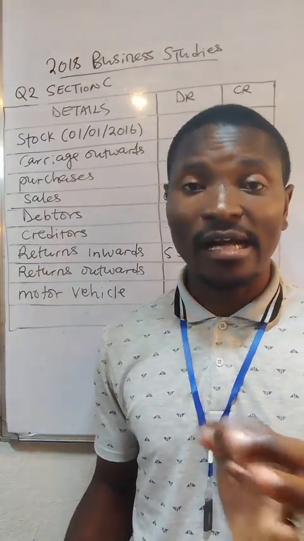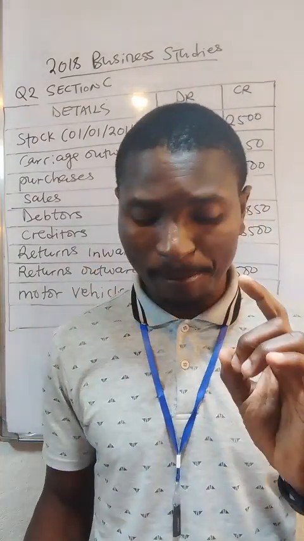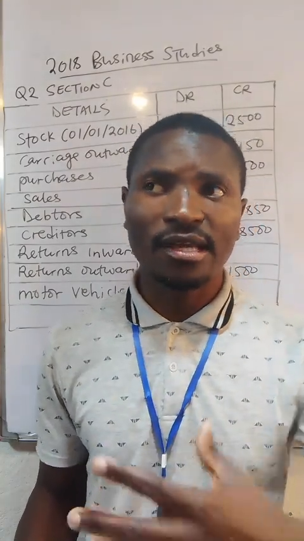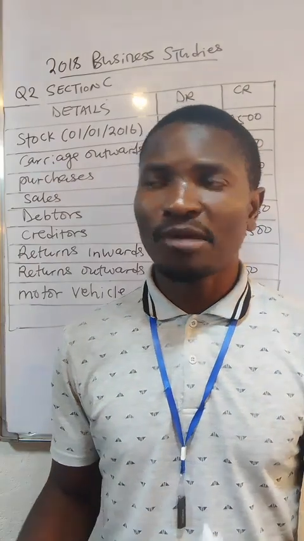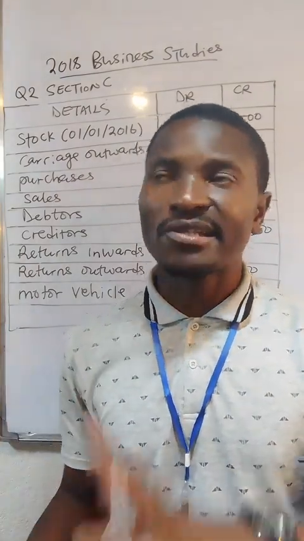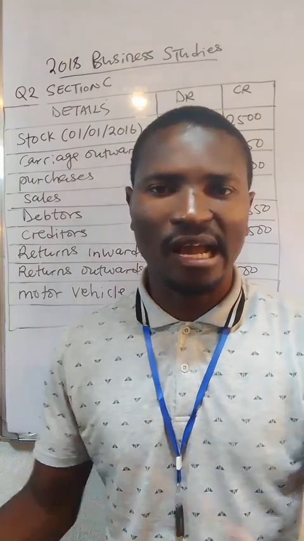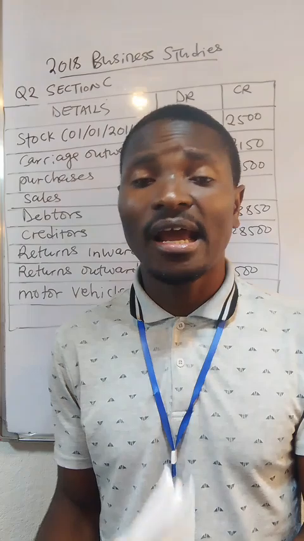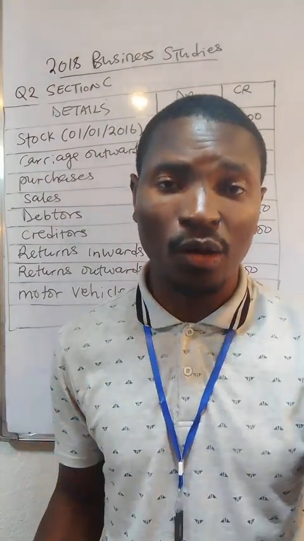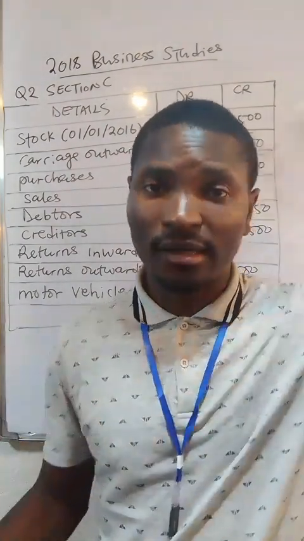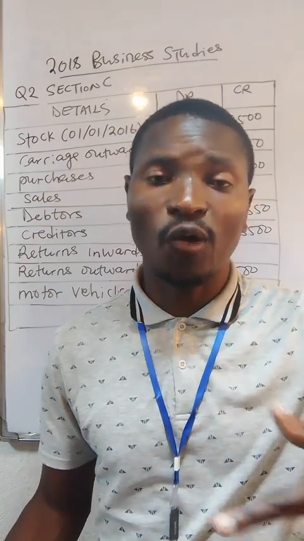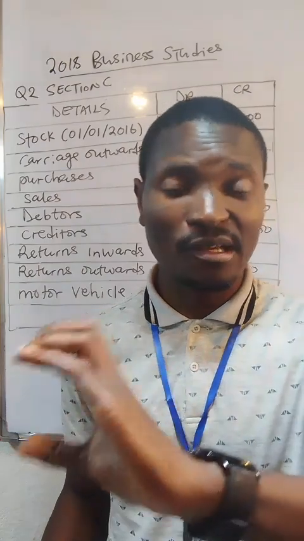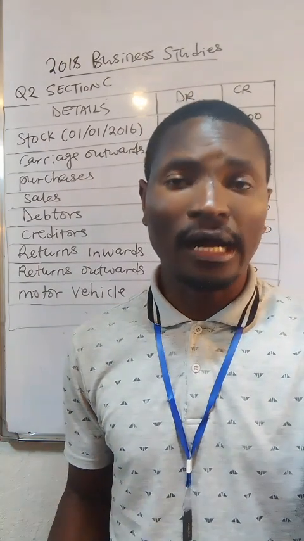And then the second item that we have is carriage outwards. So what is carriage outward? So the meaning of carriage outward is that imagine you are the owner of the business. Maybe you're selling potatoes, or even let's say charcoal. You're selling different kinds of things. Imagine a customer comes over to you and they want to buy, let's say, 10 bags of charcoal, 50 kg bags, and they want 10 of them.